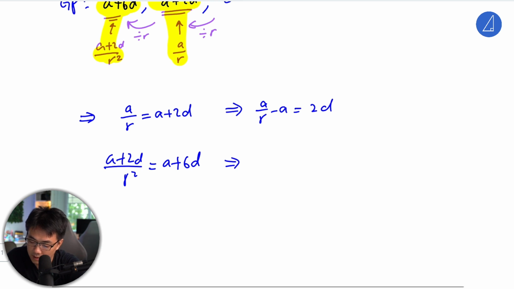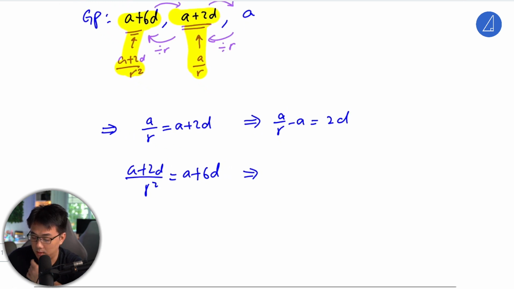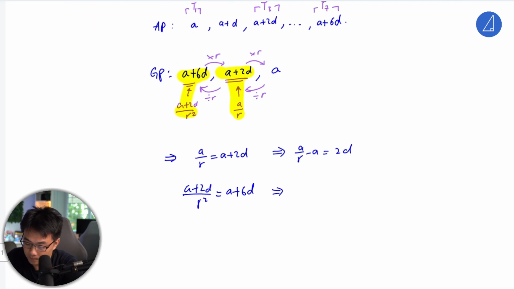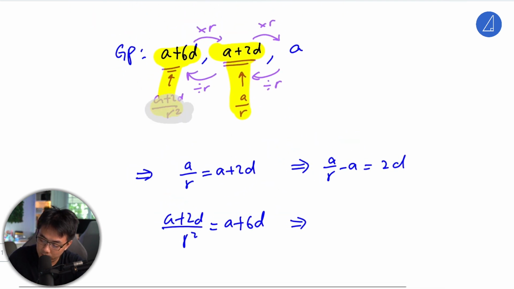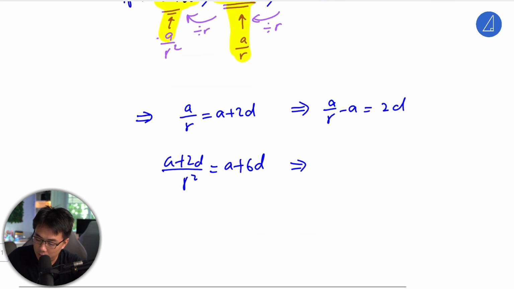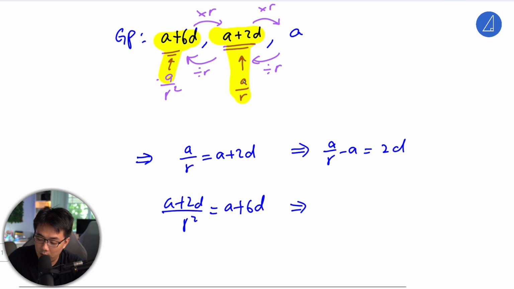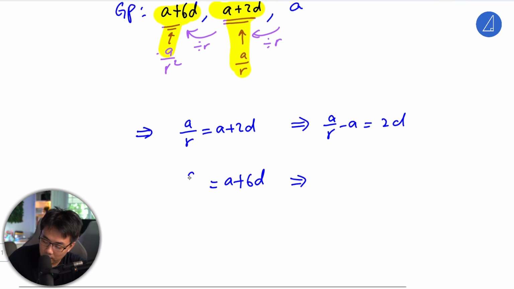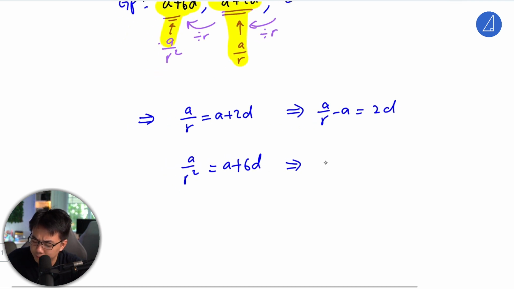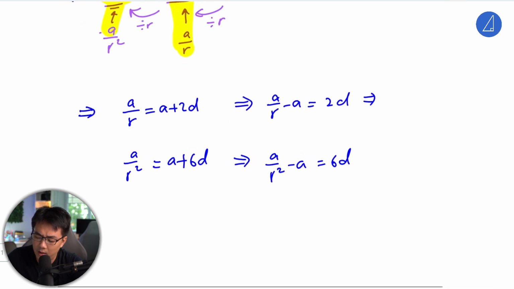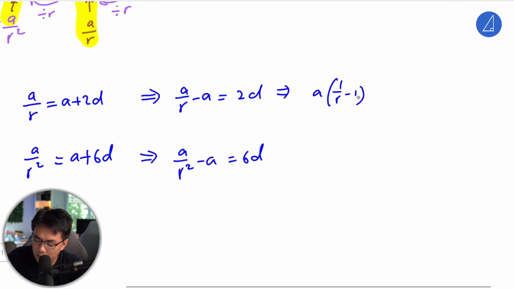So similarly with this one over here, what I'm going to do is, sorry, this is ar squared. Okay, I wrote the wrong one. So we just divide a by r, and ar by r, with ar squared. So simplified here, this will be ar squared. Okay, so then here ar squared minus a equals 6d. Then factorize the a out: a times r squared minus 1 equals 6d.